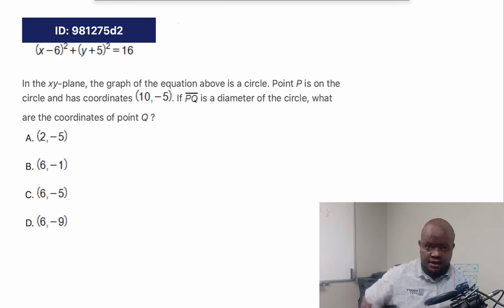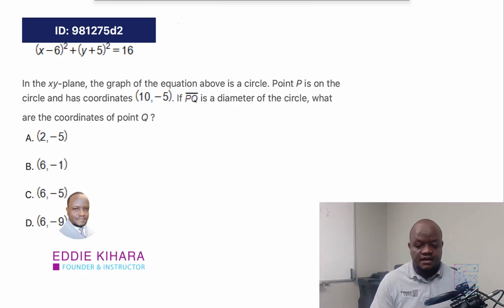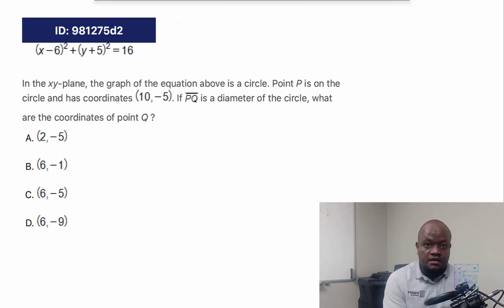In the xy plane, the graph of the equation above is a circle. Point P is on the circle and has coordinates 10, -5. If PQ is a diameter of the circle, what are the coordinates of point Q?